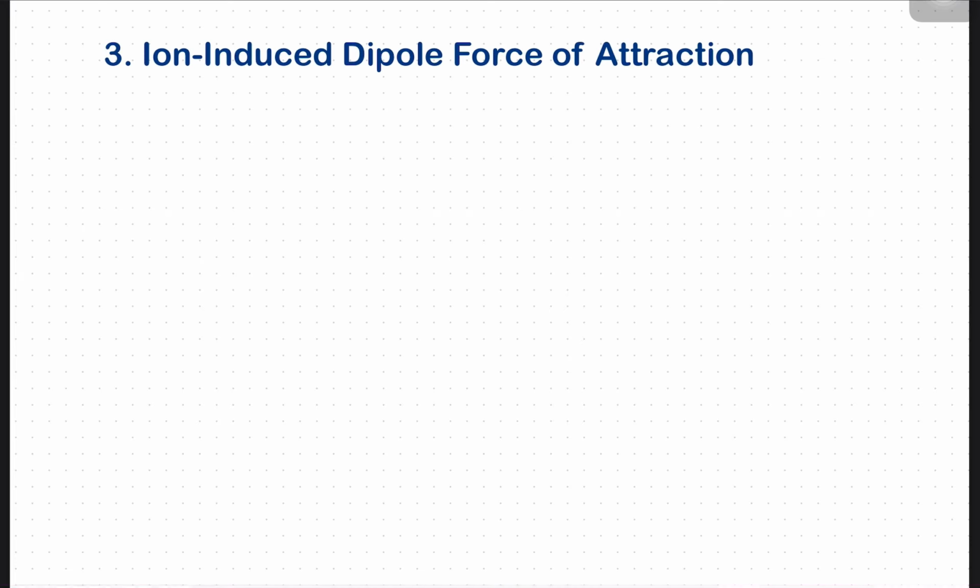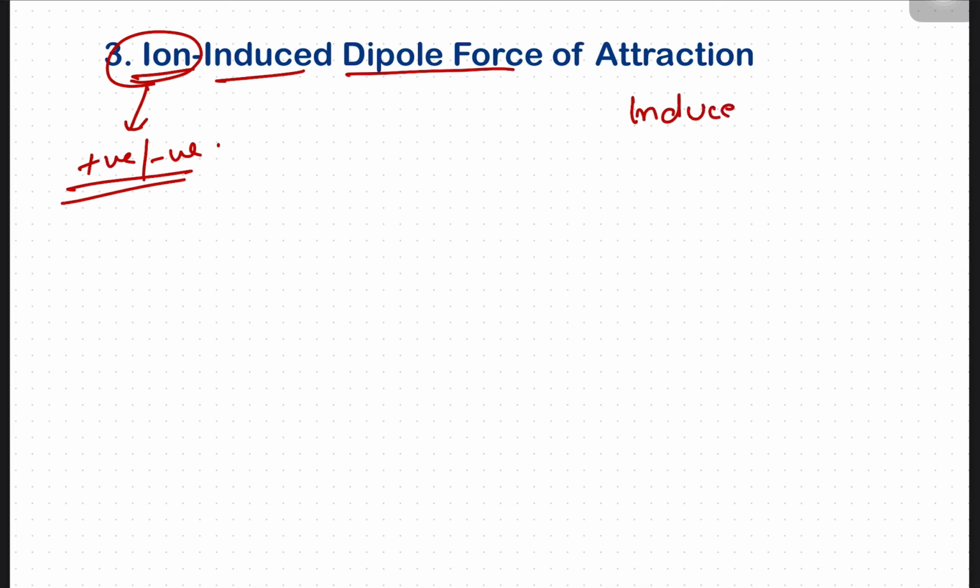Now the third type is ion-induced dipole forces of attraction. We will study four intermolecular forces of attraction, out of which we have studied two. You might have noticed that from the name itself the definition of that particular type is clear. Now an ion, as I told you, can be positive or negative. Now you should understand the concept of an induced dipole.